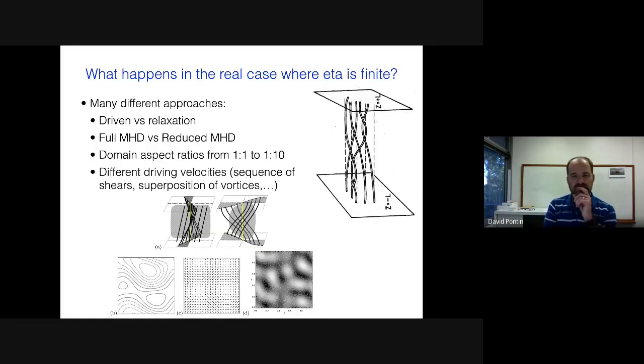But first of all, just mention a bunch of studies that looked at what happens in the real case where we do have a finite resistivity, where the magnetic Reynolds number is not infinite, it's not a purely ideal evolution. So there are lots of computational studies where people tried to address this braiding scenario by simulating it in a code with a finite resistivity, so you do allow reconnection in the current layers that form in the volume. And there are lots and lots of different approaches to this.